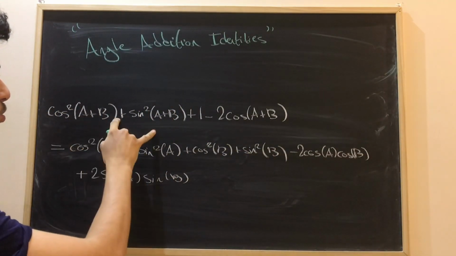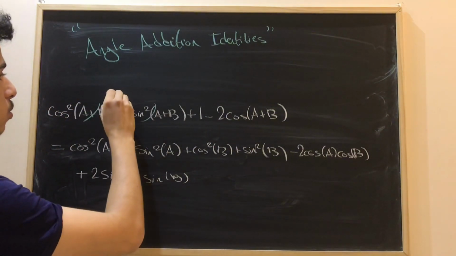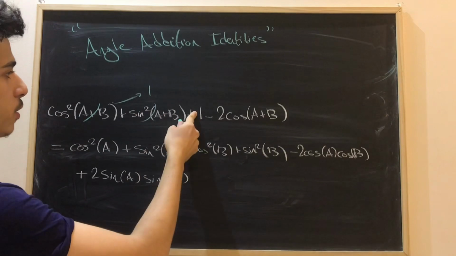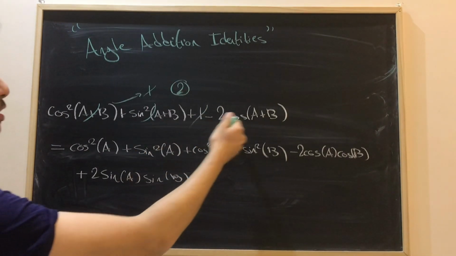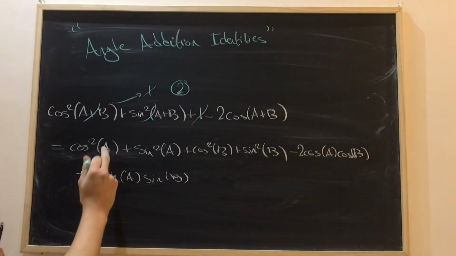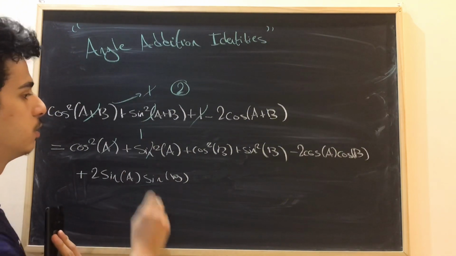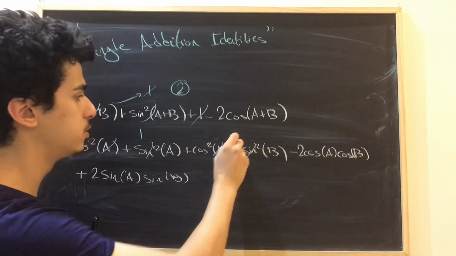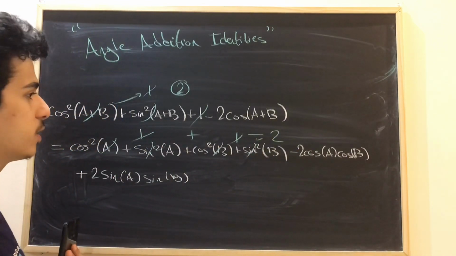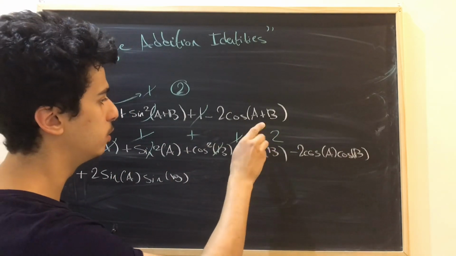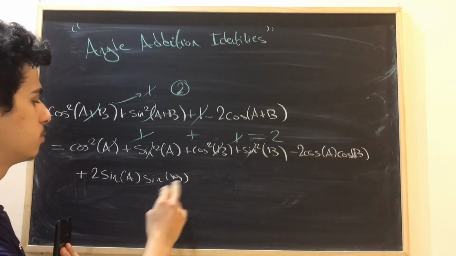These two will add up to 1 according to our Pythagorean identity. So this and this will both be 1. 1 plus 1 will be a 2, so we can cancel this and that. So it'll be 2 minus 2 cosine (A plus B). We have cosine squared A plus sine squared A, which will be 1, and these will also be 1, plus we'll get a 2. So cancel. And so we'll get 2 minus 2 cosine A cosine B plus 2 sine A sine B.